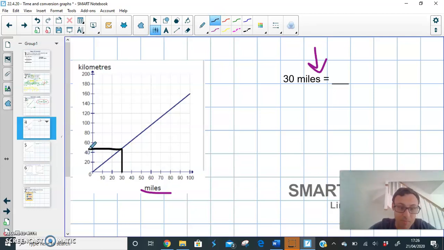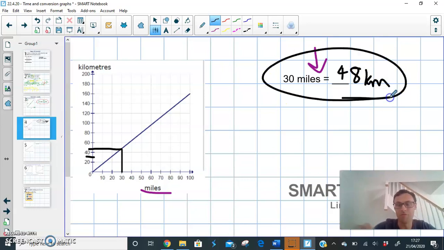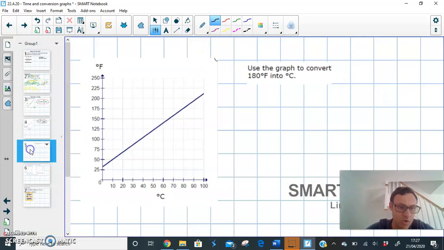Well, I would say it's probably about 40, that would be halfway, 30, so it's a little bit less than half. I would say it's about 48 kilometers, okay, roughly. So that's your conversion graph. So draw your rulers to use your line.